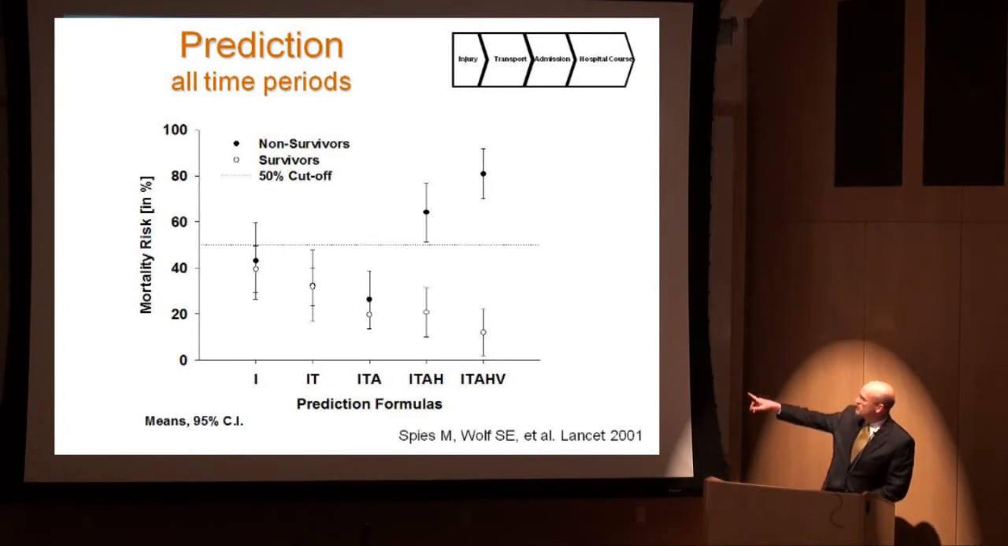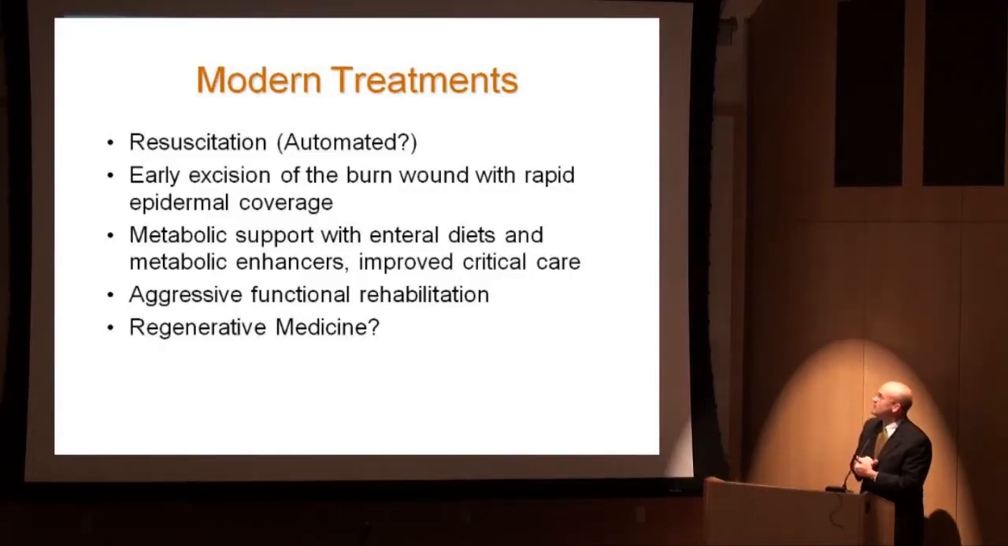And you can see this is part of that thing there: you can't really tell early on, based on the injury or the transport characteristics or the admission, when you start seeing the discrimination, with stuff that you put in during the hospitalization. So along those lines, there are modern treatments, and remember I told you I'm going to hopefully show you stuff that we're doing in the Army that has made an effect, and I think these are it. When you look at things that are going to affect mortality, from our perspective, it is things that are happening with resuscitation. Can we be better than we are? Early excision of the burn wound with rapid epidermal coverage, metabolic enhancers, functional rehabilitation, and then I would be remiss if I didn't at least show you some of this regenerative medicine stuff that we've been doing.